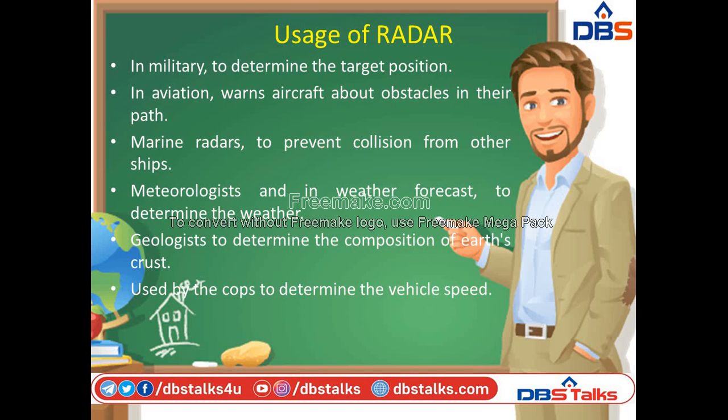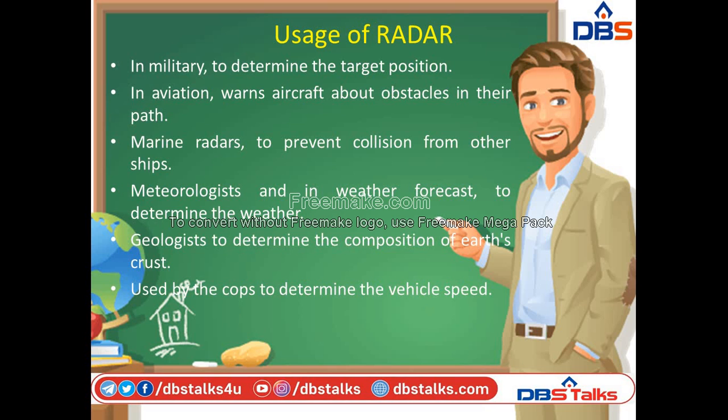Marine radars, the ships which are moving on the water. In order to avoid collisions between two ships, we use this type of radar. And the next one is meteorologists and weather forecasting to determine the weather. As we have already seen in weather reports, they talk about weather forecasting. So by using these radars, we can find out the weather forecast also.